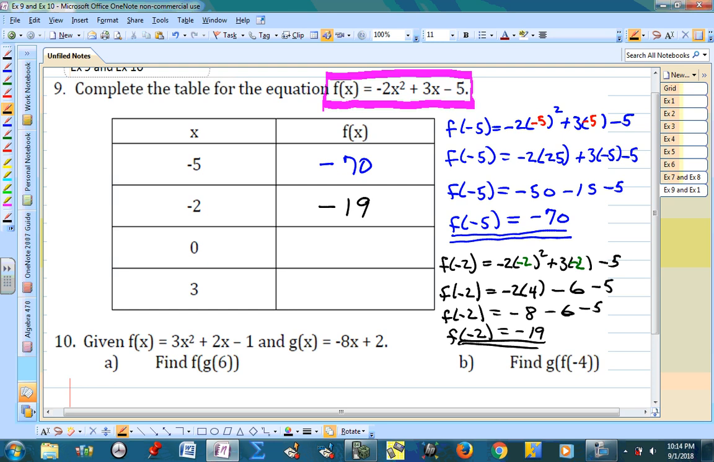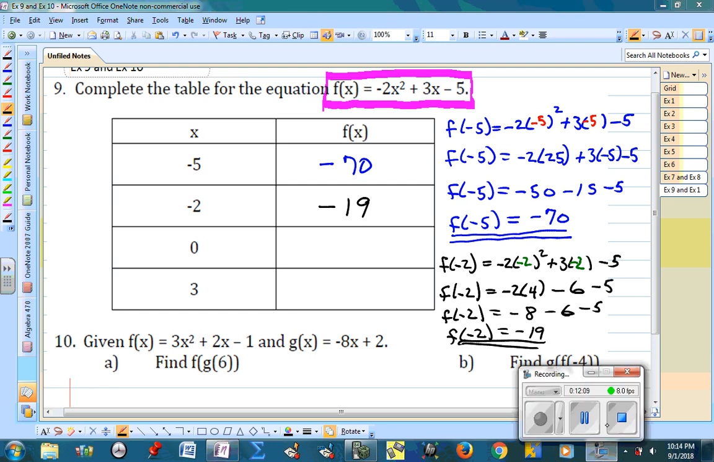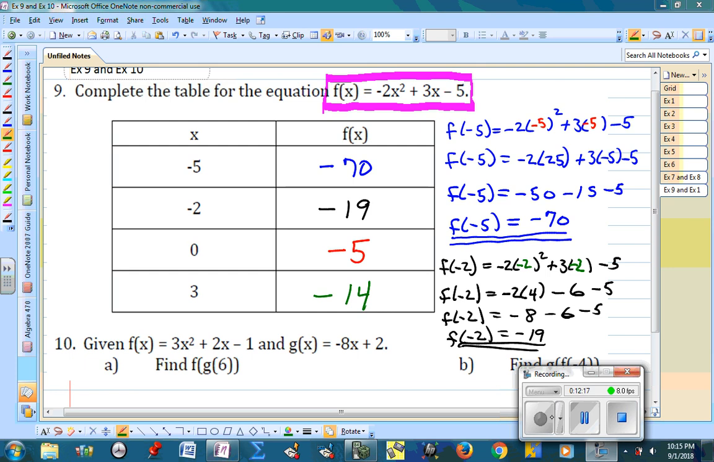And now we repeat for when x is 0 and for when x is 3. Why don't you evaluate those on your own and then check your answers. Pause the videos, do the scratch work, and check your answers. Make sure you press pause before the answers display. The answers will display in 5, 4, 3, 2, 1. Here you go. Check over the answers. If we agree, awesome. If not, well, then let's try to make some corrections.